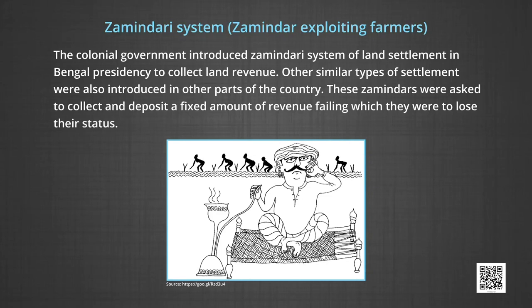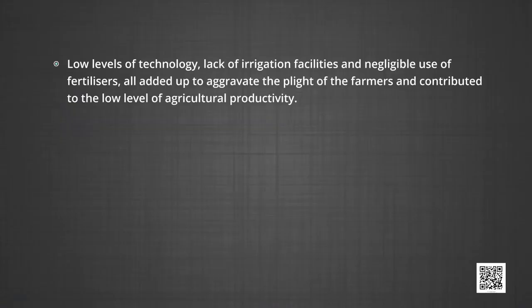These Zamindars were asked to collect and deposit a fixed amount of revenue, failing which they were to lose their status. So, the Zamindars put all their efforts, including use of force, to meet the target of revenue collection rather than working for the development of poor farmers.